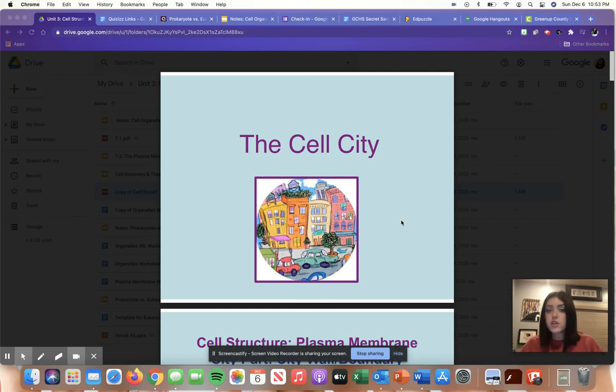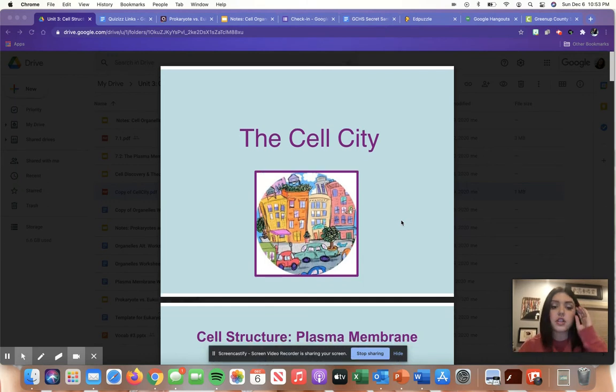Okay, so yesterday we talked about all the different organelles that are found within the cell. And today I want to relate those things to different parts of a city. There were a couple organelles that, as we talked yesterday, I compared to certain things, like the Golgi was the post office. So today we are going to talk specifically about the cell city.